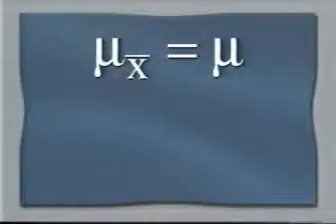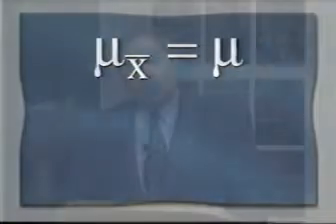And symbolically that says the expected average μ of x̄ equals μ. The μ of x̄ is the average of all the sample means in a distribution of sample means. The μ by itself is the population mean. This makes a great deal of sense.